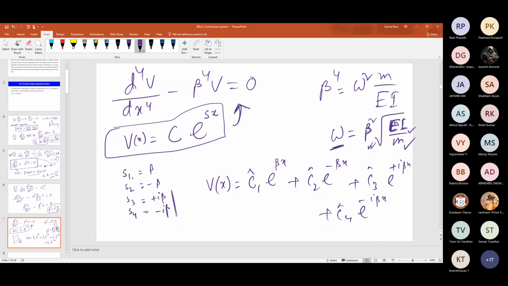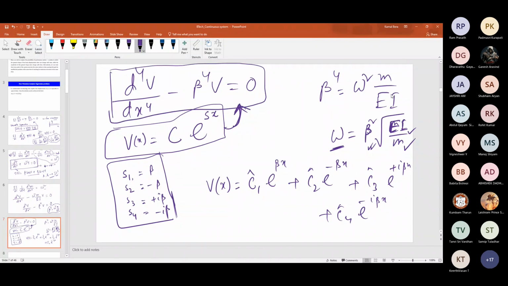Agree? These are the 4 roots I got by substituting my assumed solution in this fourth-order ordinary differential equation. I substitute for beta; I assumed beta 4 is this. So once I obtain beta from this equation, I can find out my natural frequencies. Okay, that I will discuss now.